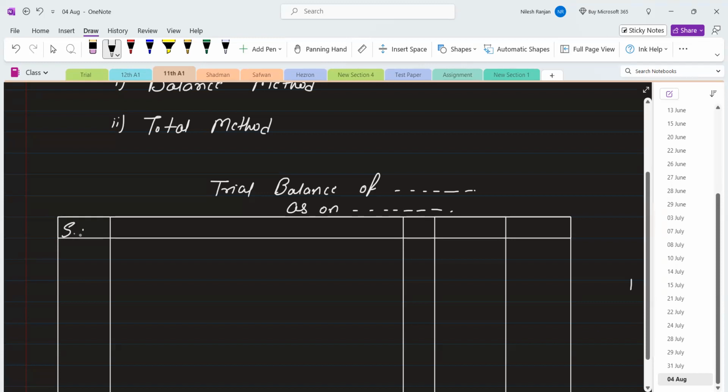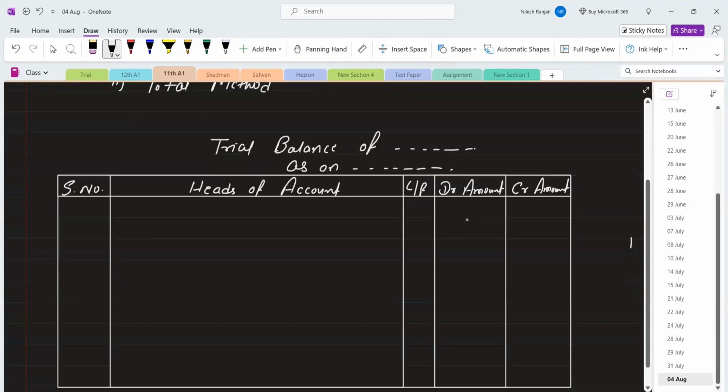Here it will be serial number, then heads of account, then LF, debit amount, credit amount. So this is the format.